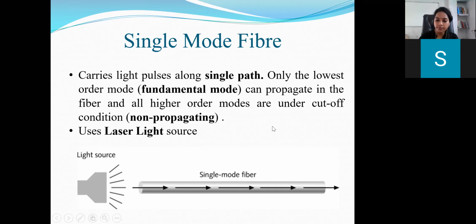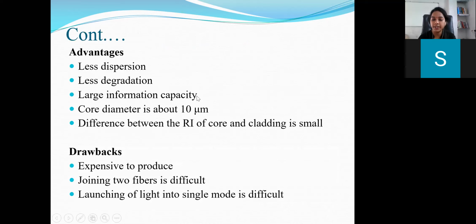Now, what are the advantages of single mode fibers? It has less dispersion, less degradation, and large information capacity. The core dimension is about 10 micrometers. This is very small, 10 micrometers, just imagine. And the difference between the refractive index of core and cladding is small.